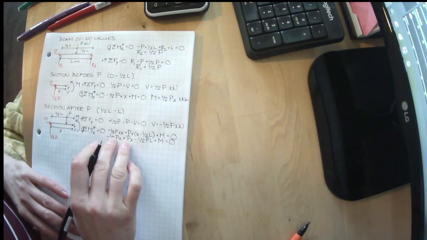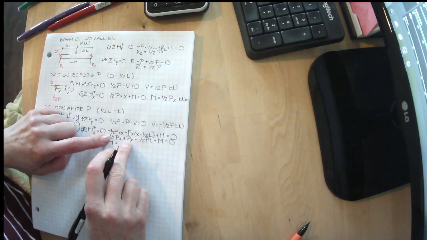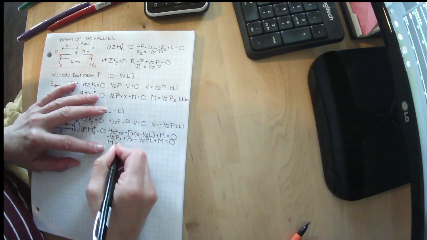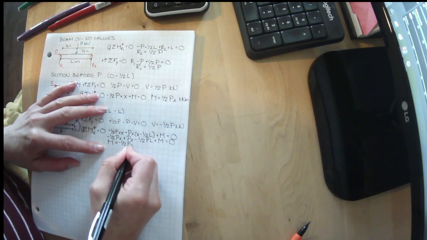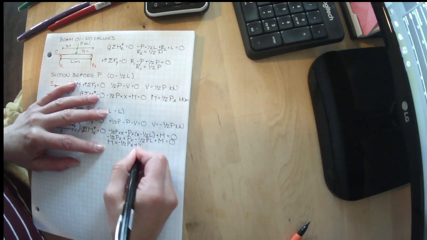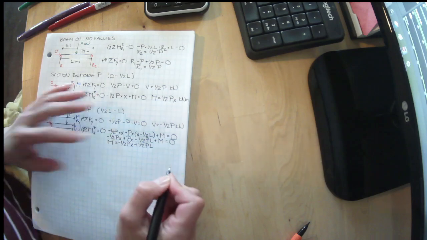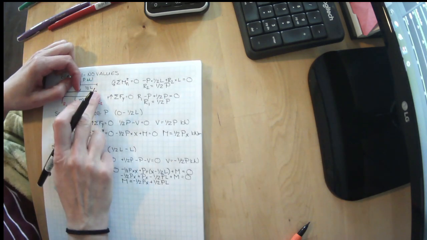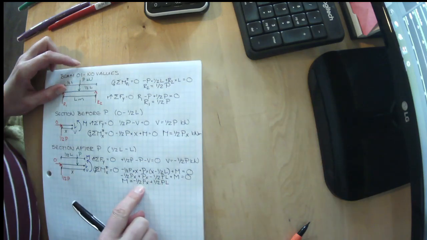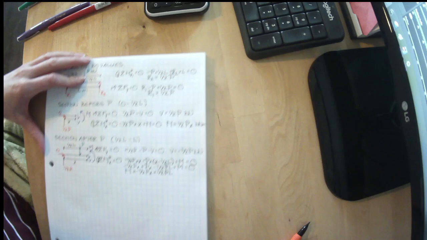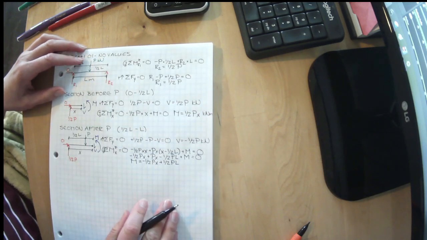M equals, so this works out to be 1/2 PX. We're going to bring it over to the other side, so it's minus 1/2 PX. And then that comes over to the other side and is plus 1/2 PL. So anywhere between P and reaction 2, we have an equation for our moment, and it is minus 1/2 PX plus 1/2 PL.